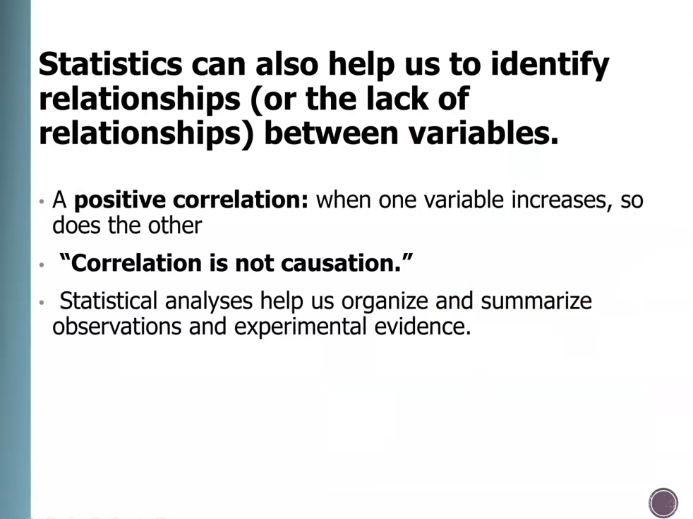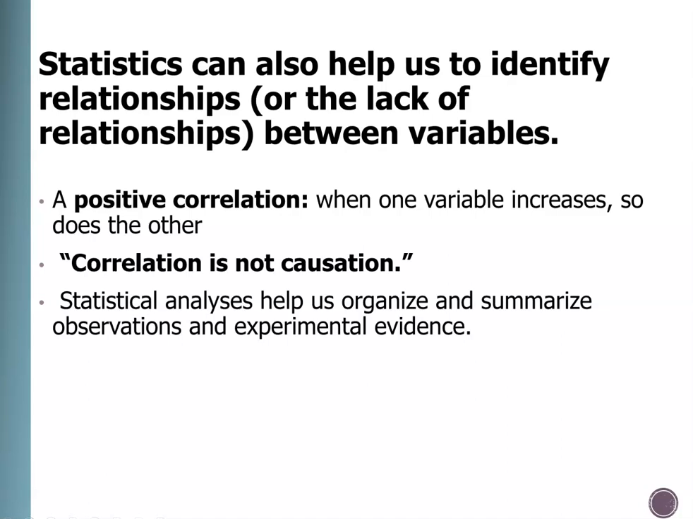All right, so statistics can also help us identify relationships between variables. They can also tell us when no relationship exists. So a positive correlation means that one variable affects the other in a way that if one increases, the other decreases. But it is important to remember that correlation is not causation.